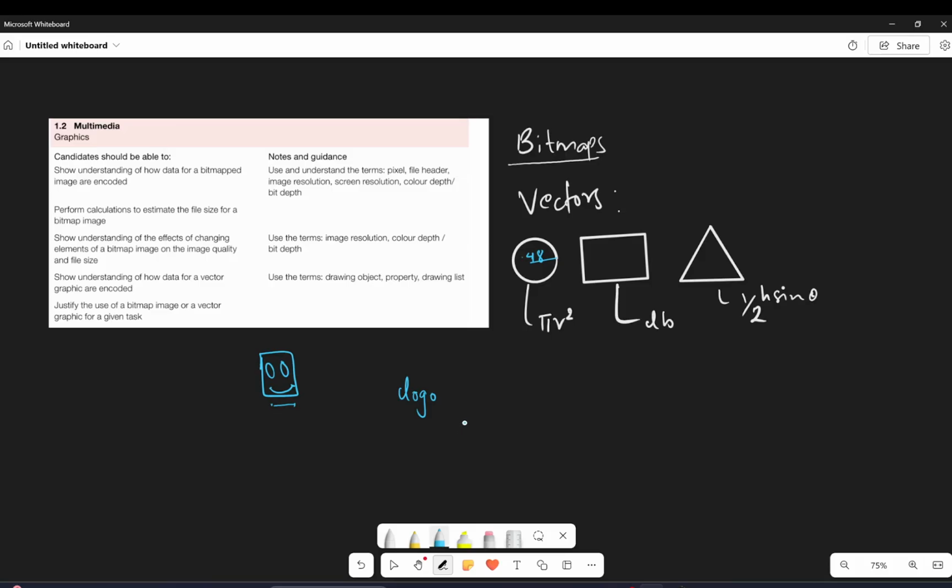This is why lots of logos never use real pictures, because real pictures get pixelated. Also, since the amount of pixels is comparatively less in vector graphics, the file size is also less. So this is why vector graphics is justified for such tasks.